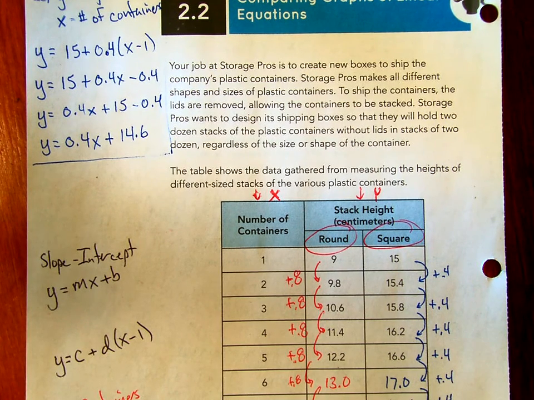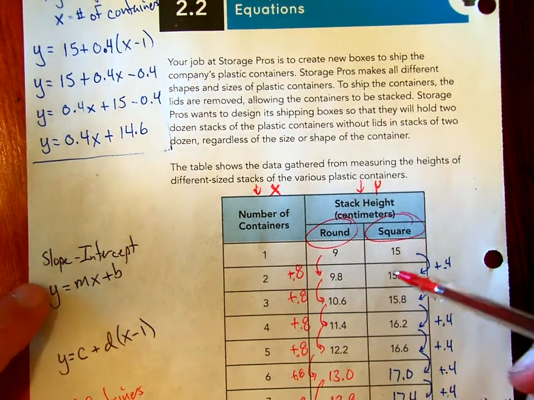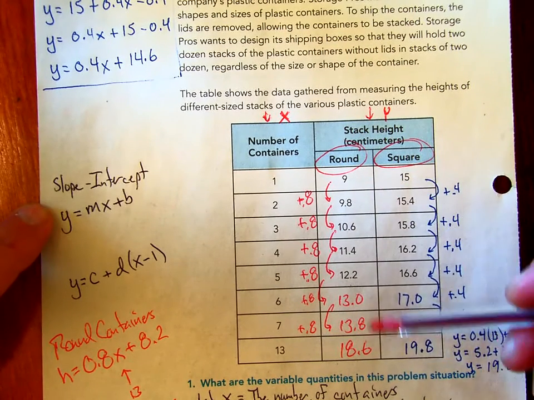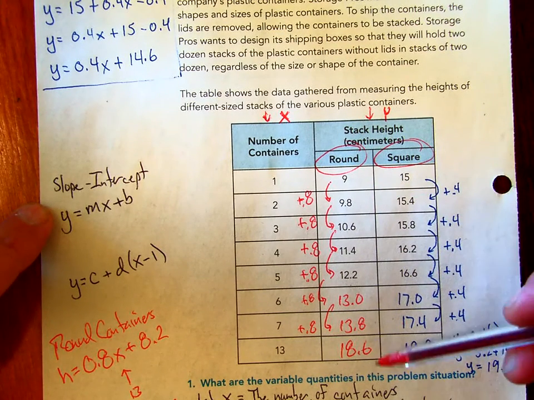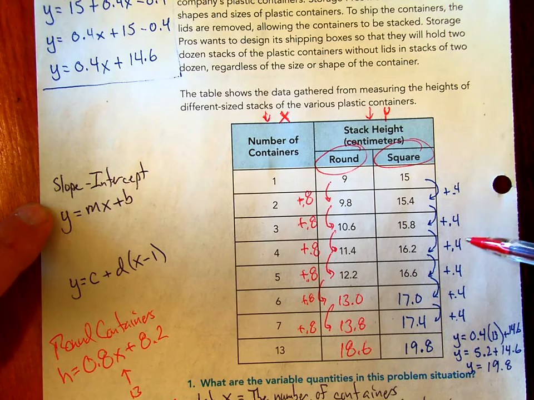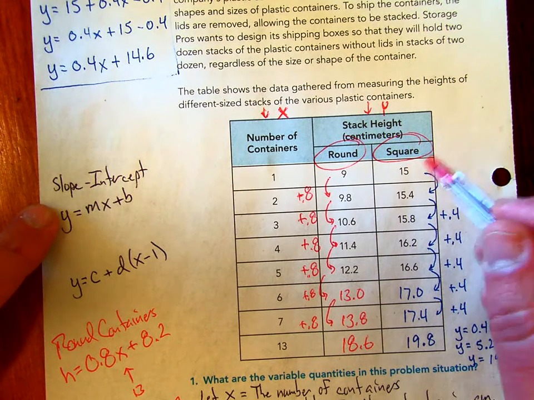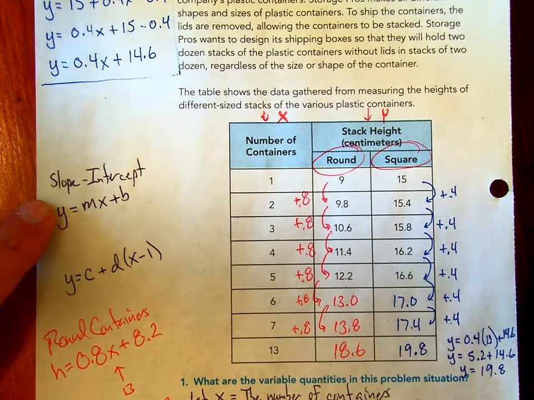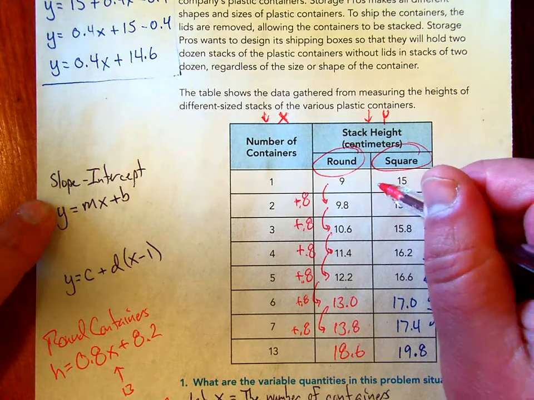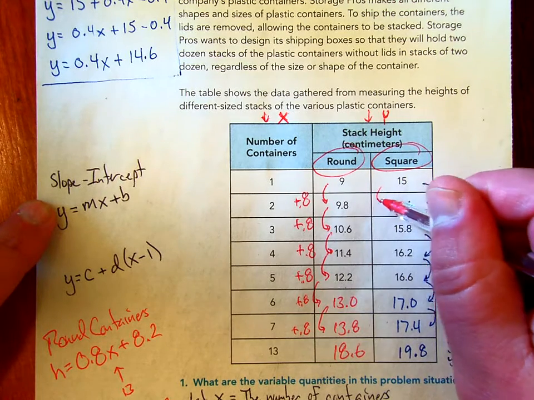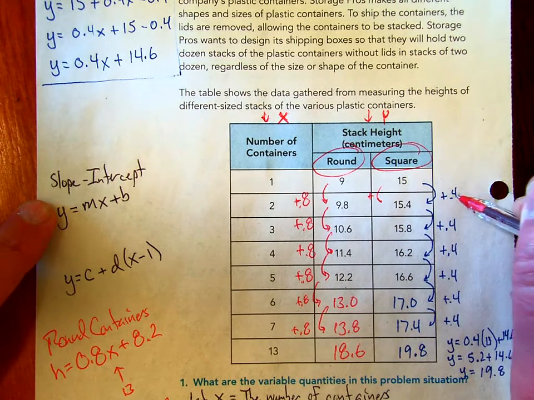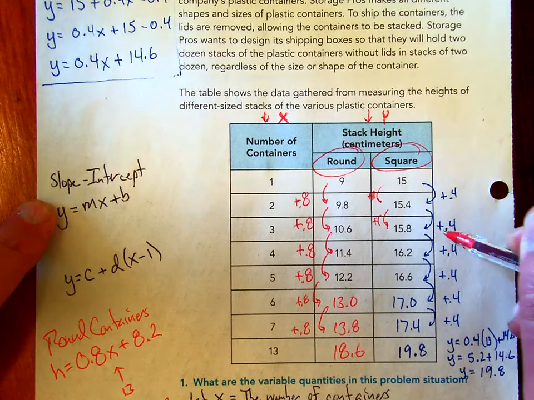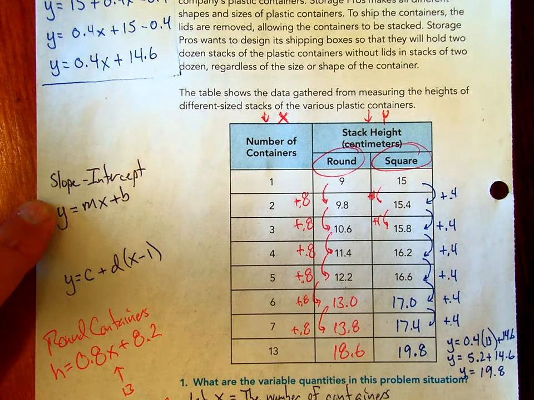So again, if you're given a table, can you turn it into an equation, a graph, and a sentence, and so forth. I had previously, on page 144, done the equation with you for round stacks of containers, but I left you to do the square ones. With the square ones, one square container is 15 centimeters high, and then every one you add, it goes up 0.4. That's the rate or the slope.